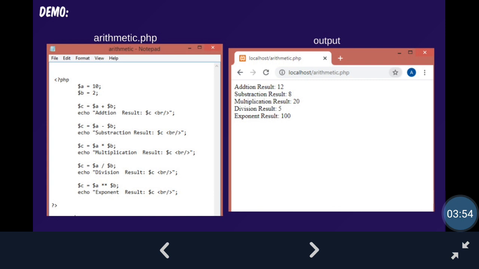The first operation was arithmetic addition, which printed the result, addition is equal to 12. The next one was subtraction, which is 10 minus 2, it printed the result 8. Next one was multiplication, which is 10 into 2, which is 20. Next was division, which is 10 divided by 2, it's 5. And next was exponent, which is 10 raised to 2, which is equal to 100.